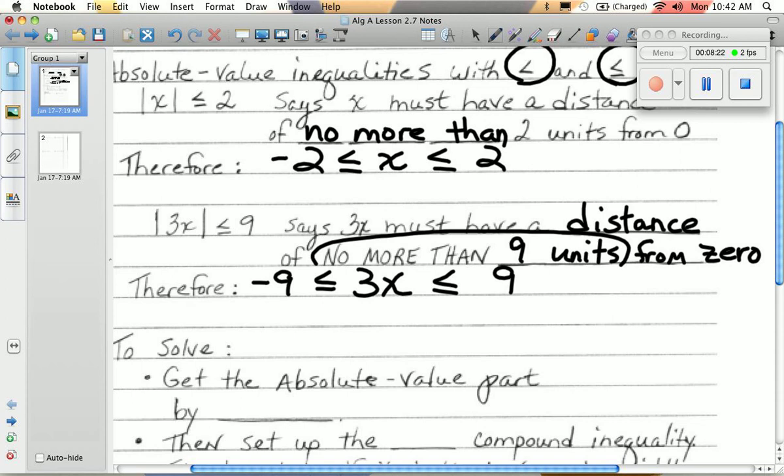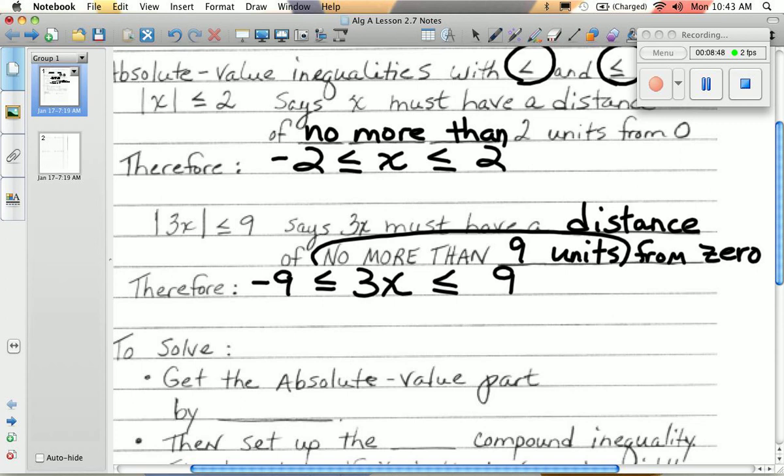So the absolute value of 3x is less than or equal to 9. We can say, oh, then that means 3x can be anywhere from -9 to +9. And now we would go about solving it, but we're not going to do that right now. I just want us to know how to ditch those absolute value bars like we had to do when we were solving absolute value equations.